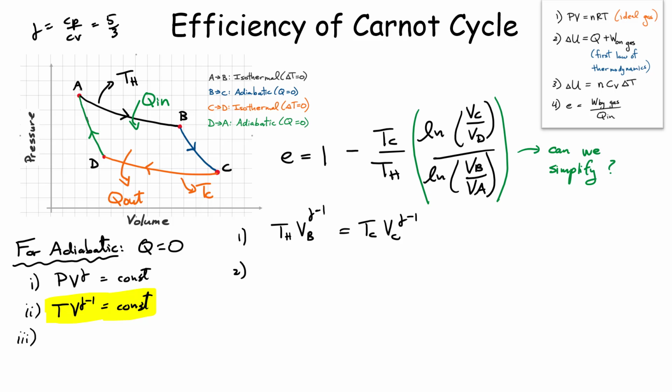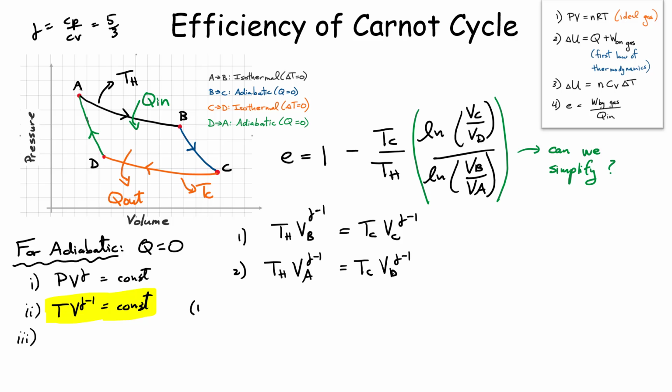Now I can write another expression for another adiabatic process. So what if I go from D to A? Everything at point A has to be equal to everything at point D. So here I would have T hot for point A, and here a volume VA to the gamma minus 1. And this here has a temperature TC at point D, and the volume is VD to the gamma minus 1.